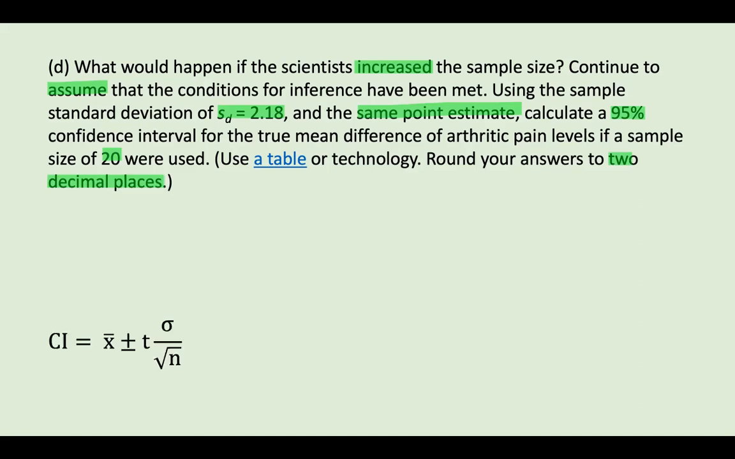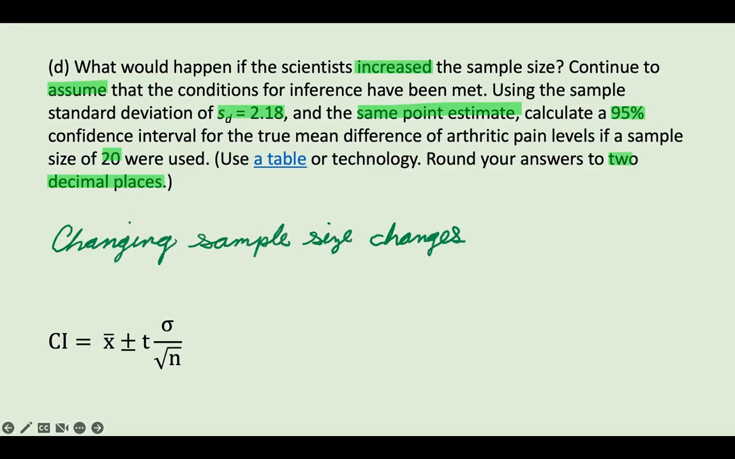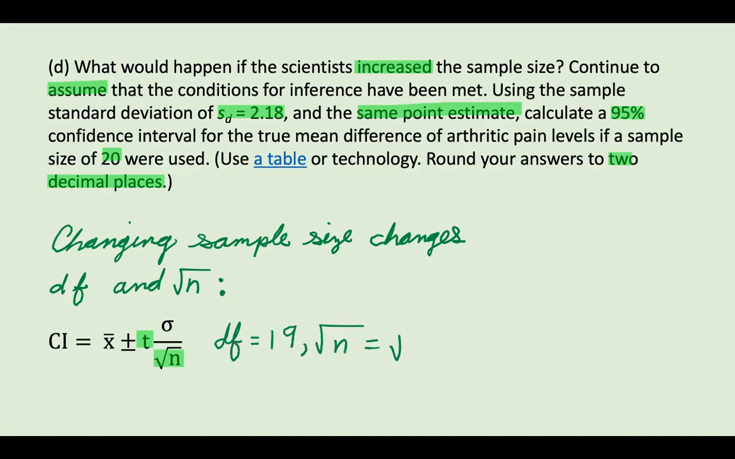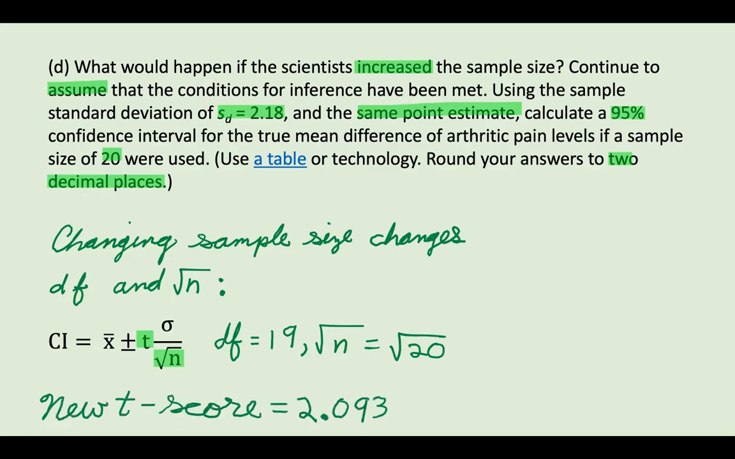So our confidence interval, remember, this is the general formula. We want to change sample sizes. So the degrees of freedom is 20 minus 1, which is 19. So changing sample size changes the degrees of freedom and the square root of n. So basically it changes the t value and it changes the square root of n. So the degrees of freedom is now 19 and the square root of n is now square root of 20. The new t-score will be equal to 2.093. If we use this table, we can see that.